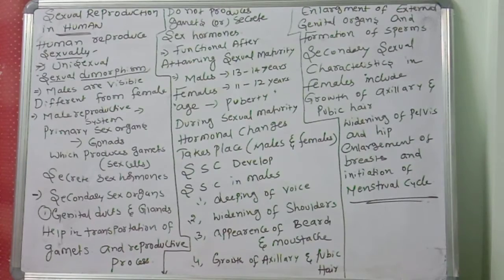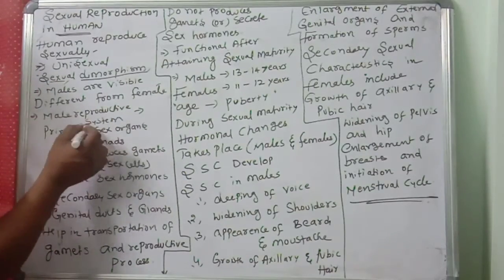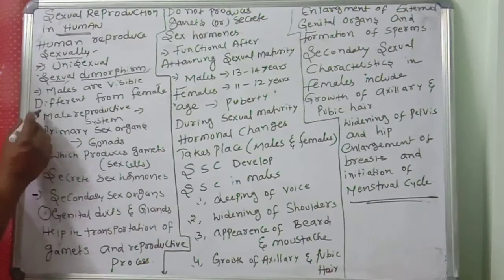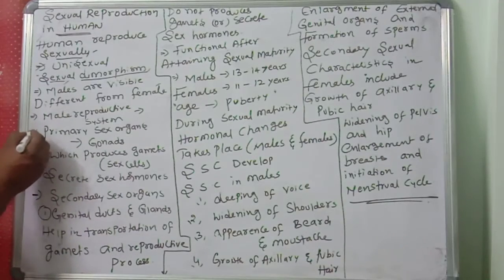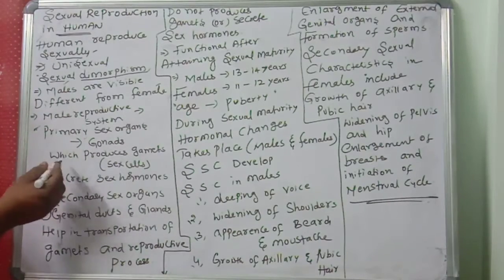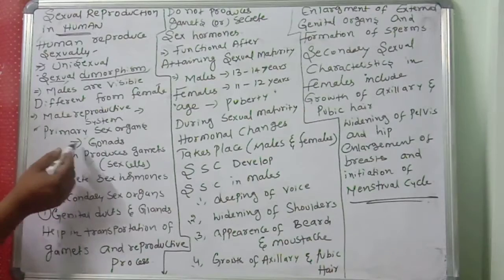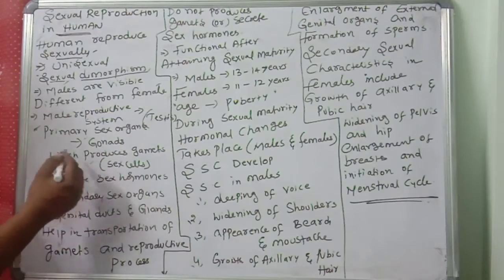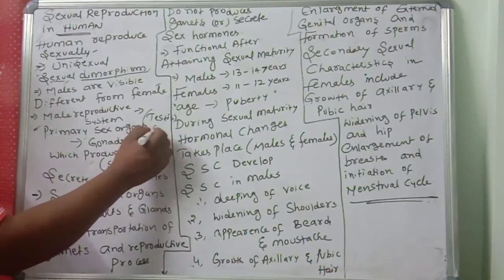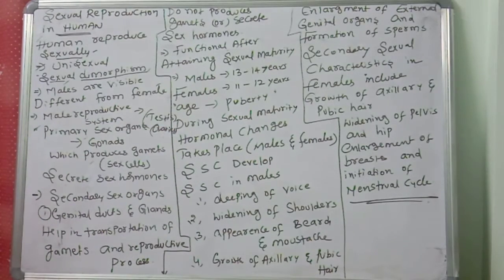Males are visibly different from females. Male characters are different, female characters are different. There are two systems: the male reproductive system and the female reproductive system. The male reproductive system consists of primary sex organs, the gonads, which produce the gametes and secrete the sex hormones. The male has testis, and the female reproductive system has ovaries.